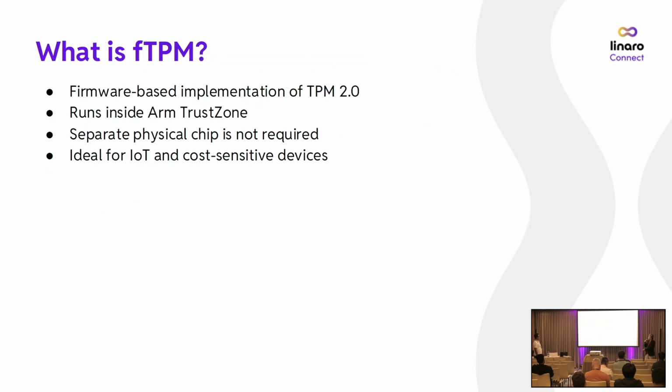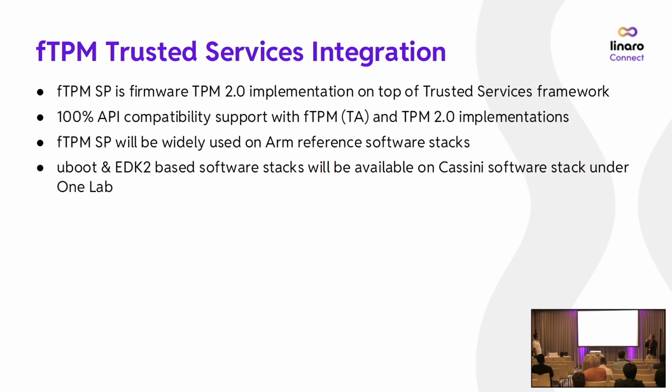Let's see if I can show you a bit more. So what's fTPM? As you know, I'm just a technical product manager. I can't tell you all the details, but I can give you really basic information about fTPM and the business case behind it. It's basically a firmware-based implementation of TPM 2.0. It runs inside the Arm TrustZone. You don't need a separate chip. Basically, it's cost-effective, and it's ideal for IoT and cost-sensitive devices.